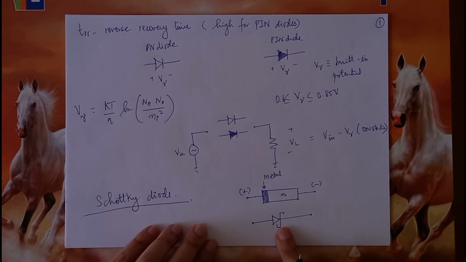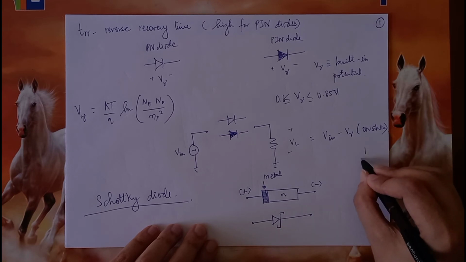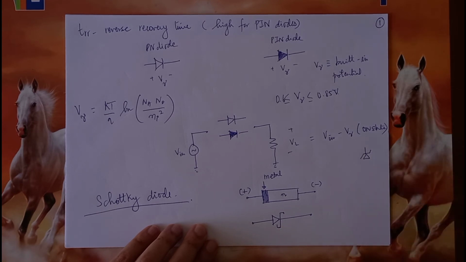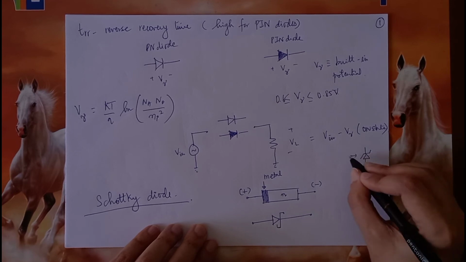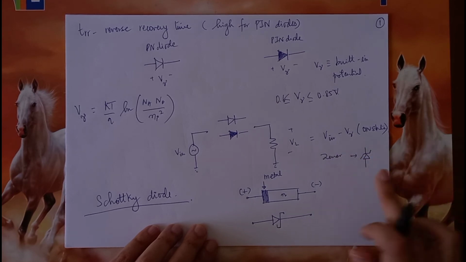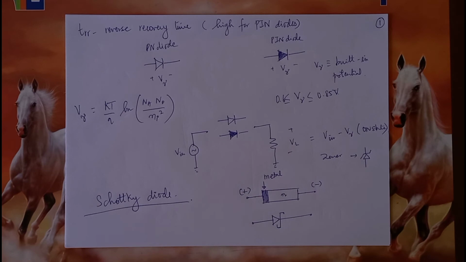Don't confuse this with the Zener diode. The Zener diode symbol is something like this. This is Zener. The Zener and Schottky are not the same. So this is what the Schottky diode looks like in the form of a symbol. Now the question is, what is the advantage that is offered by the Schottky diode?